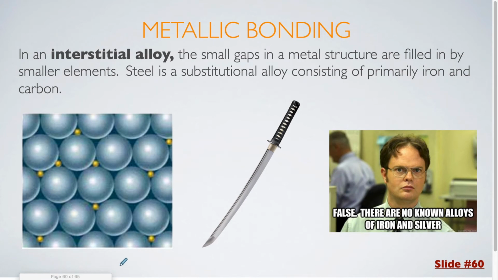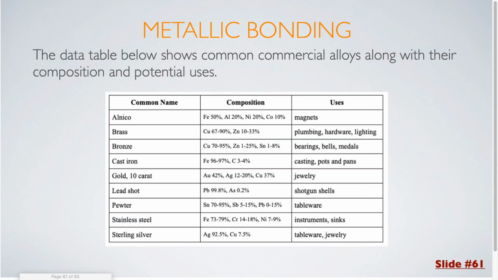In an interstitial alloy, the small gaps in the metal structure are filled in by smaller elements. Steel is an interstitial alloy, consisting primarily of iron and carbon. So in this picture, you can see how carbon, which is much smaller, fits into the little gaps in between the iron atoms. And this leads to unique properties such as the steel being much stronger. The data table below shows common commercial alloys along with their composition and potential uses. This is not the type of information I would ask you specifically to remember, but if you did need to see some examples of some alloys and what they could potentially be used for, you could look back to this within the presentation.